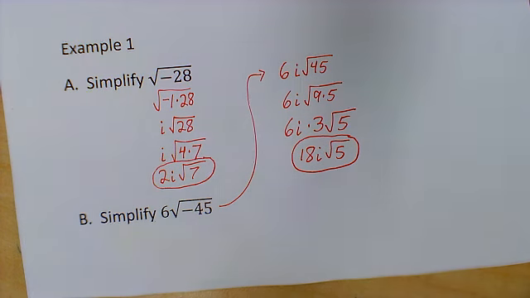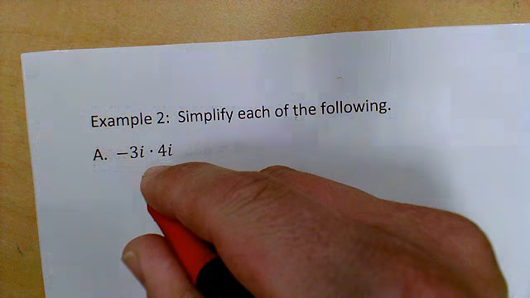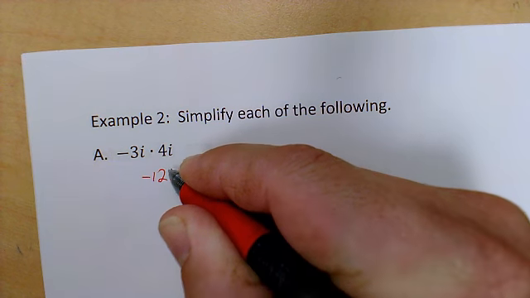All right, there's those two problems finished. Next up, we have simplifying expressions. If you see something like negative 3i times 4i, you would go ahead and multiply the coefficients. Negative 3 times 4 would be negative 12, and i times i is i squared.